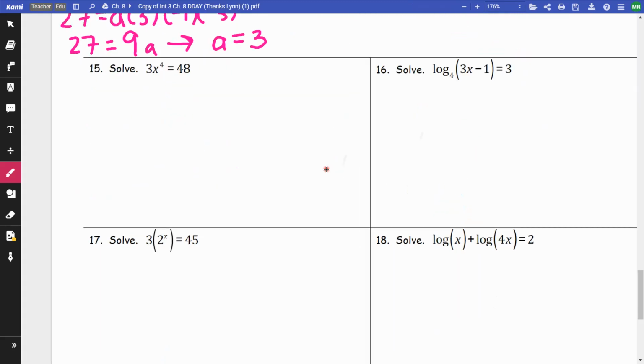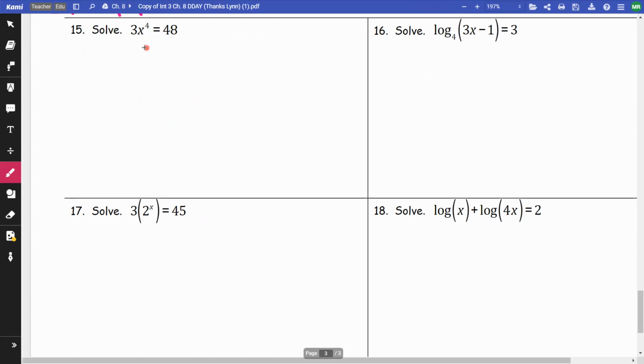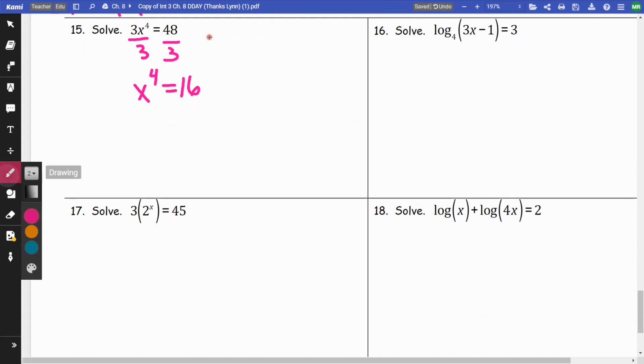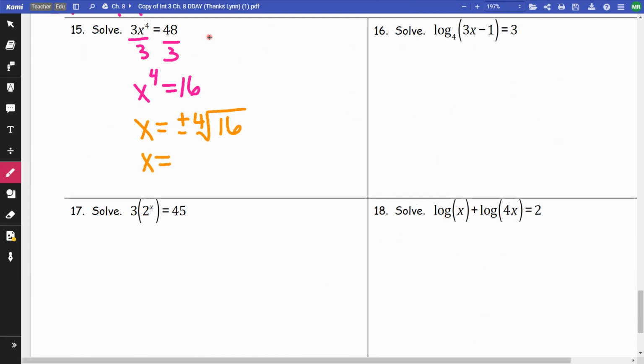On 15, when we have a problem like this, where we have x to a power, we want to isolate that. So I'm going to divide by 3. I get x to the 4th is equal to 16. So then I'm going to take the 4th root, I apologize. Anytime I take an even root, I always get a positive and negative. And the 4th root of 16 is actually nice. It is a 2. So my answers are plus or minus 2. Those are my answers.